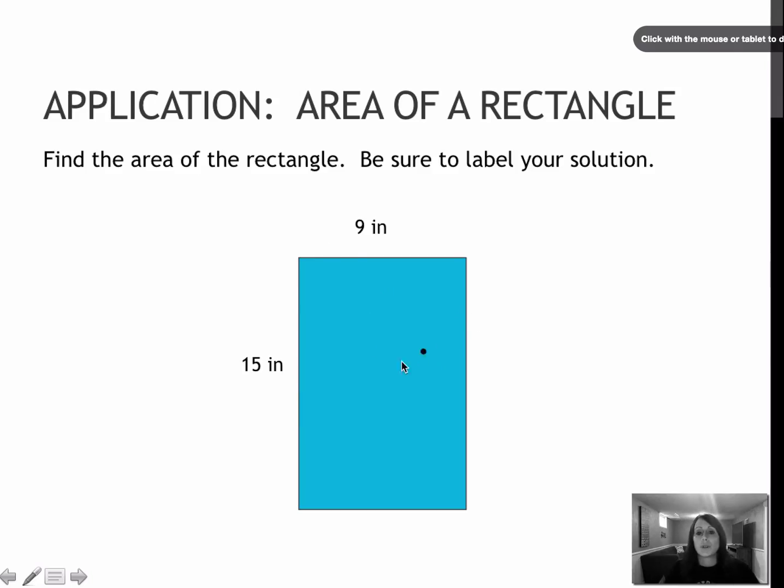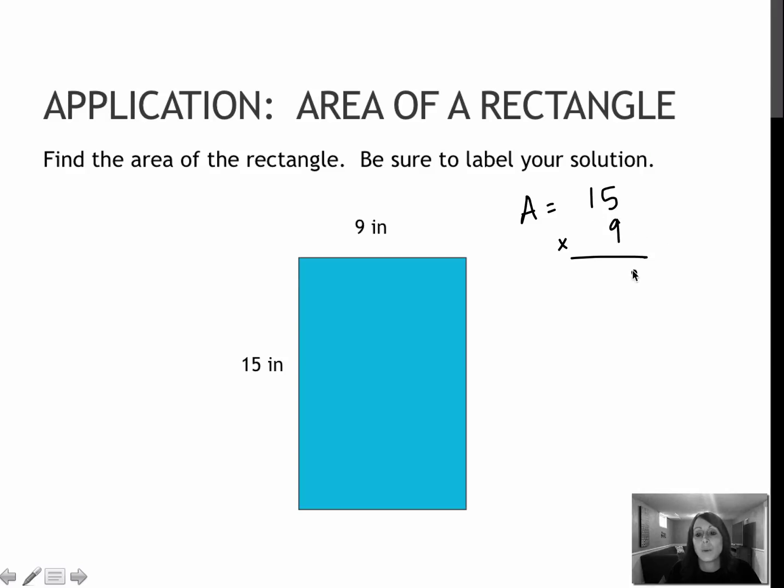So here's one for us to try. Again, I did not draw all the little lines in because that was a lot of little lines, but instead of counting all of those values, I'm just going to multiply. So to find the area, I'm going to take 15 times 9. Again, I can multiply it in this way.